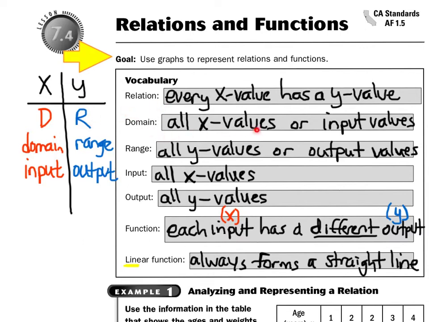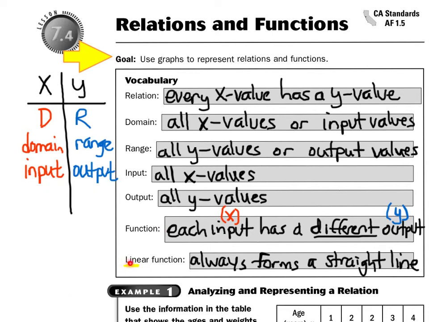So the domain is all the x values, or they also call them the input values, because you would take the x value and put it into the problem. And the range is all the y values, or the output, the answer. So input is all the x values, output is all the y values. Now in a function, each x value, each input must have a different output. So you can't put in the number 2, for example, and get one answer, and then put the number 2 in again and get a different answer. That's not a function. That's a relation, but it's not a function.